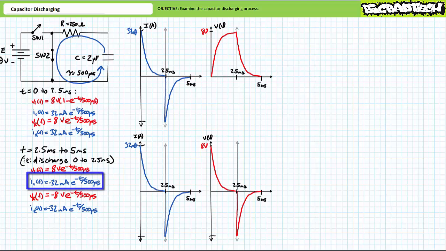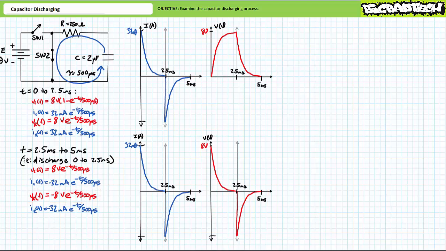over 500 microseconds. Because there exists a single series path, any current out of the capacitor must necessarily go through the resistor. By our earlier definition, this reversal of current flow must also necessarily be considered negative. Current through the resistor IR of t can be modeled as negative 32 milliamperes times e to the negative t over 500 microseconds. Given this reversal of current travel, the polarity of the voltage across the resistor must also be reversed. VR of t can be modeled as negative 8 volts times e to the negative t over 500 microseconds.